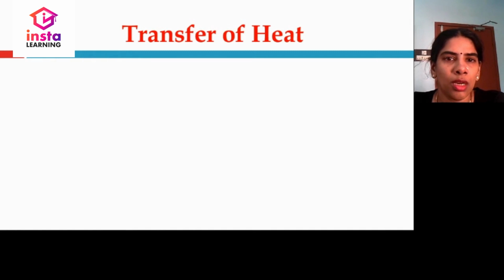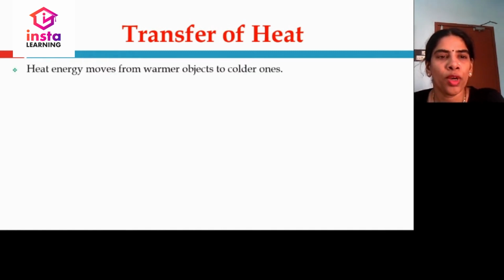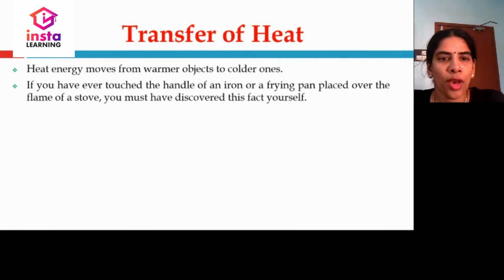Transfer of heat. How does transfer of heat take place? It always takes place from warmer objects to colder ones. If you have ever touched the handle of an iron or a frying pan placed over the flame of a stove, what would happen? You can find that the handle slowly becomes hot.